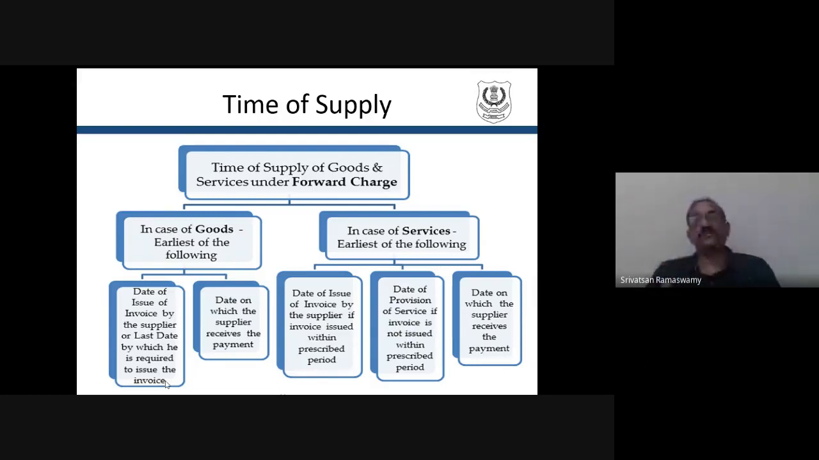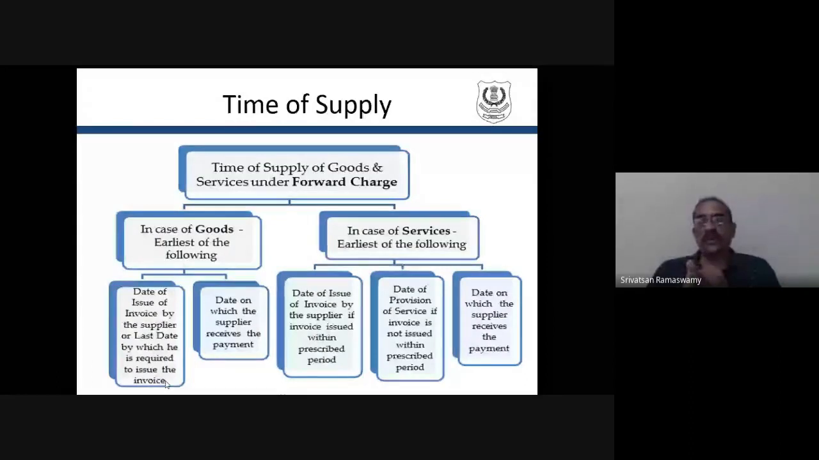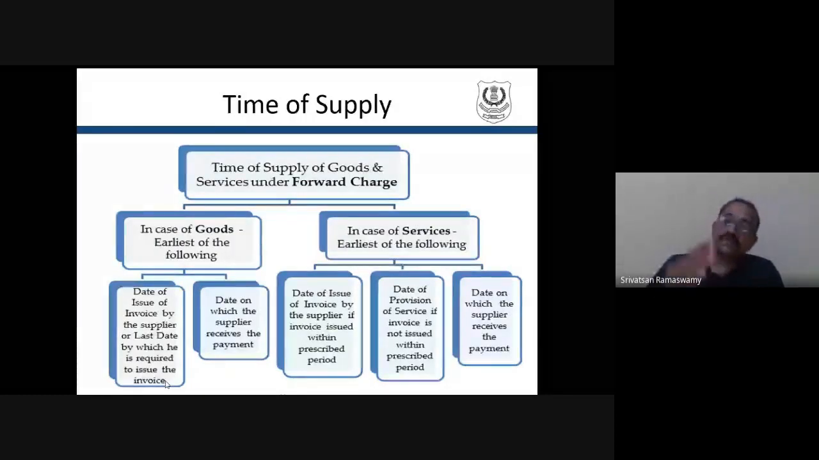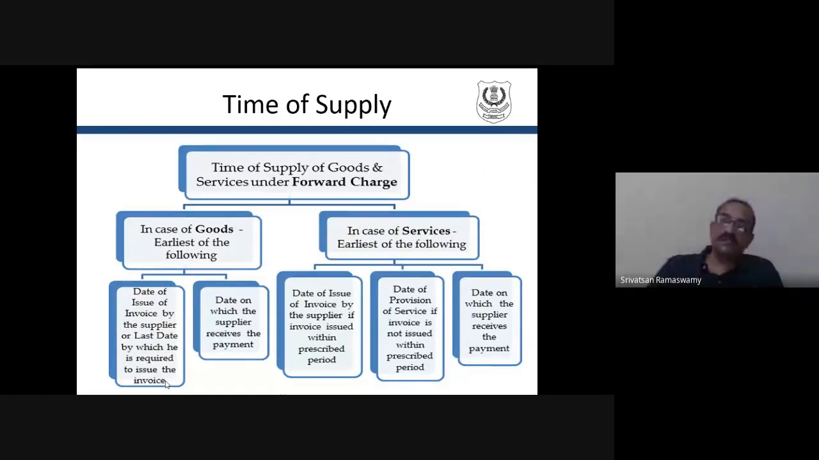So in case of goods, it shall be either the date of issuance of invoice or the date on which the goods are actually supplied. Okay, so among these two, whichever is the earliest will decide the time of supply with reference to goods. With reference to services, if you receive an advance, then that point when advance is received, even prior to issuance of invoice or provision of service, once advance is received, that will be the time of supply as far as services are concerned in the forward charge mechanism.